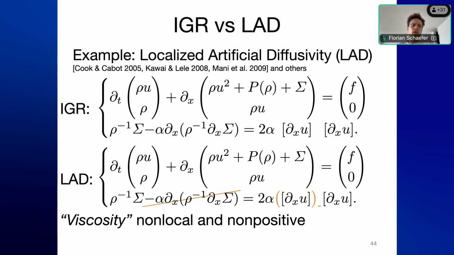So in some sense, what this means is that if you wanted to interpret IGR, I think it's not a viscosity, but if you wanted to view it as a viscosity, it would be a viscosity that is both non-local and non-positive, or sign indefinite.